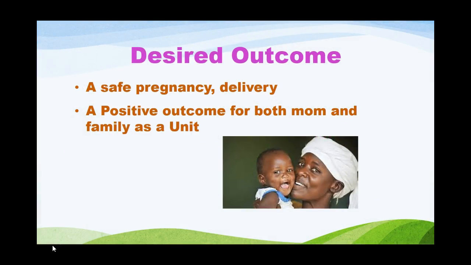And here we go. Our desired outcome, which we talked about at the end of PowerPoint 3 Lecture 1, is a safe pregnancy and delivery. We need a positive outcome for both mom and baby plus the family unit. In this field of work, that is our ultimate goal. Healthy mom, healthy baby.